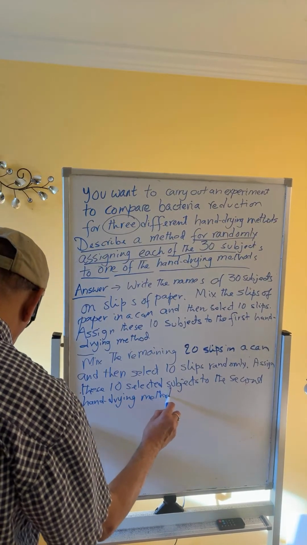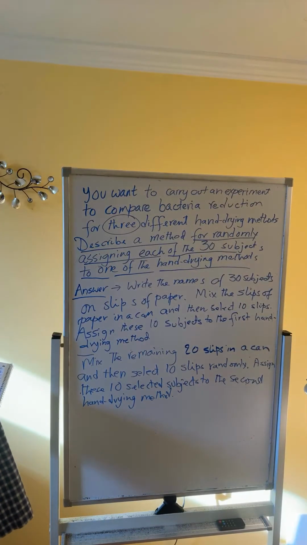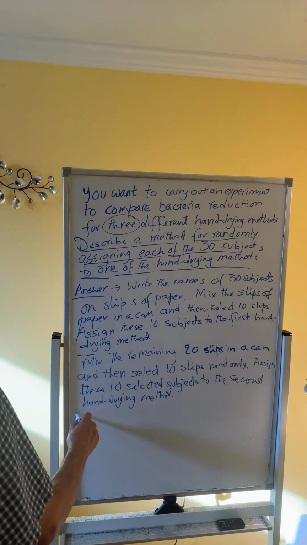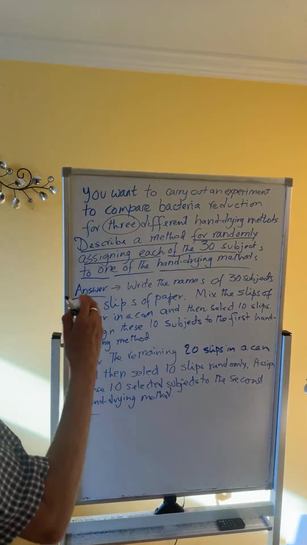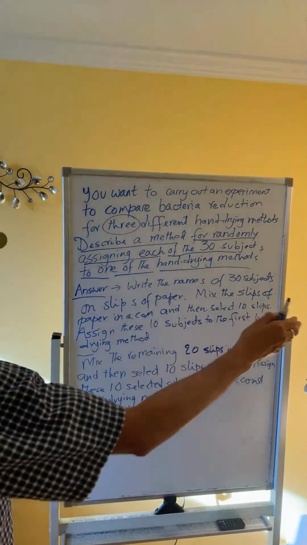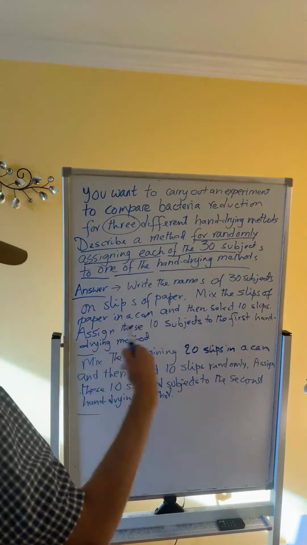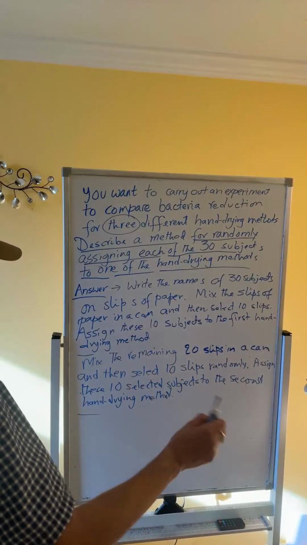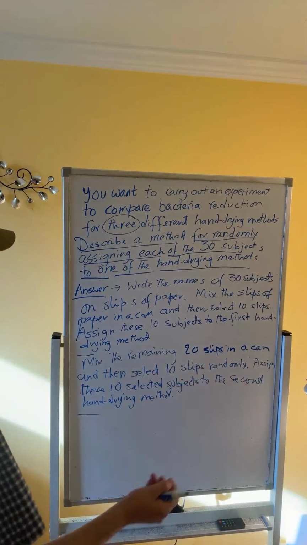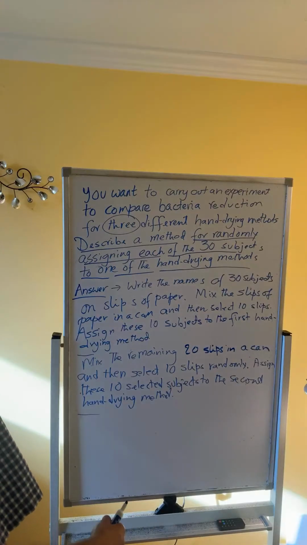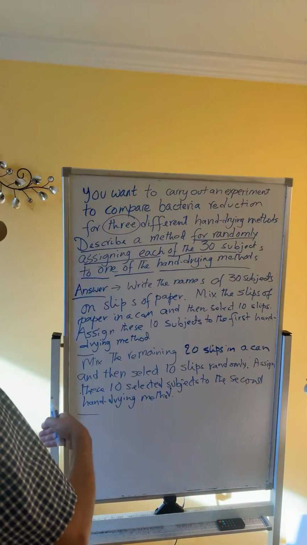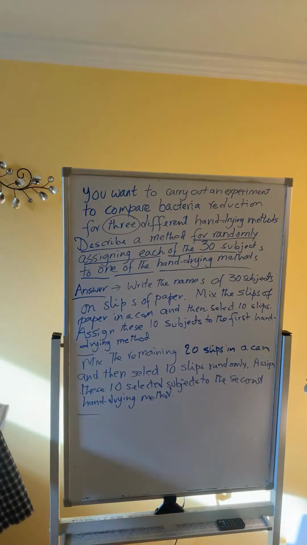So you're done with 20 now. You have assigned the first 10 selected names to the first drying method. Then you put the remaining 20 in the can, shake it up, and select randomly 10 more slips of paper. The 10 subjects that are selected will be assigned to the second drying method. So you are now left with 10.